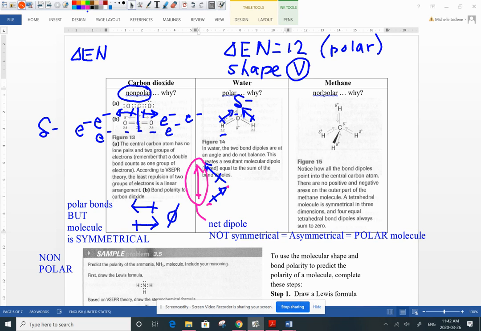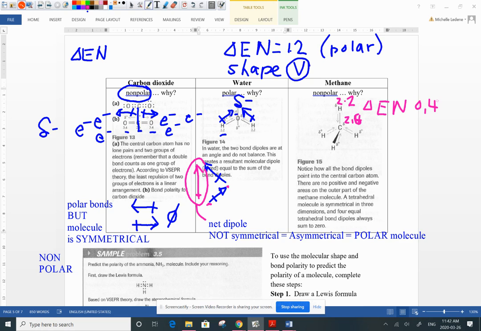All right, what else? Here's another example. Why is methane non-polar? The first thing to look at, again, is the electronegativity difference between the different atoms. Hydrogen, we know, is 2.2, and carbon is 2.6, I believe. The electronegativity difference is 0.4. So that's not much of a difference.